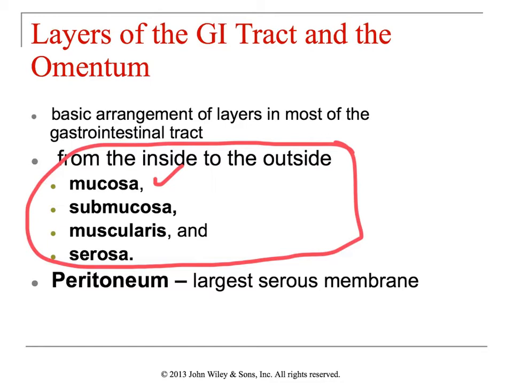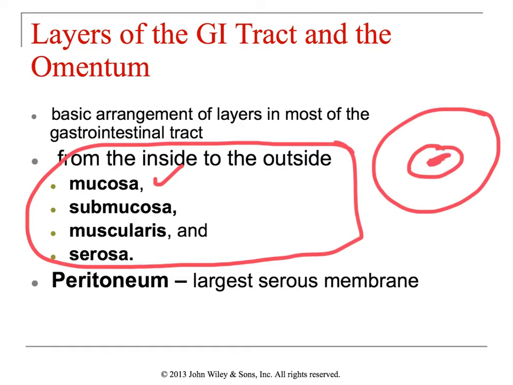So if I draw a circle, okay, so this is a cross-section through the GI tract. So this is where the food would be. Okay, so this first layer right here that the food is going to touch, that's the mucosa. So that's the mucosa. The submucosa would be underneath of it. Okay, so let's pick another color. Submucosa is underneath, so it's going to be in this space in here.